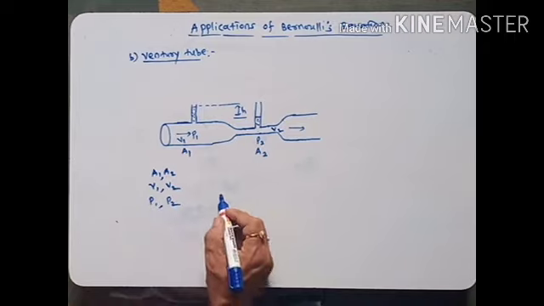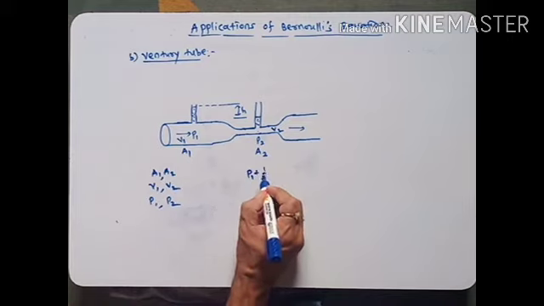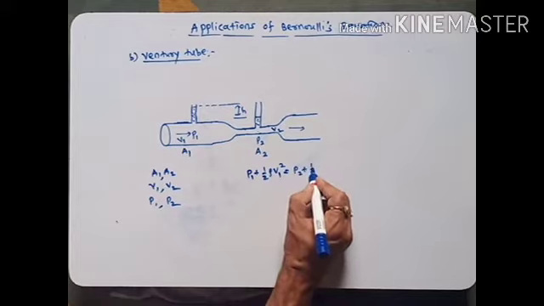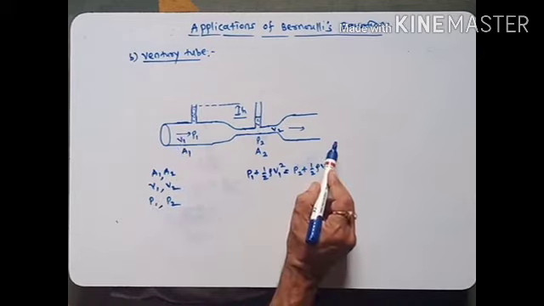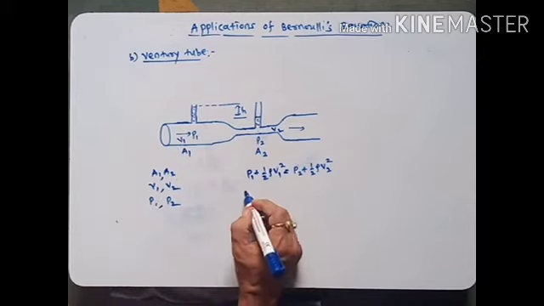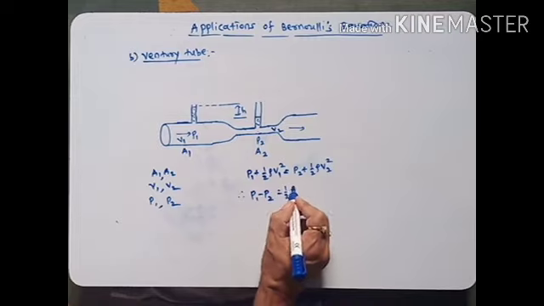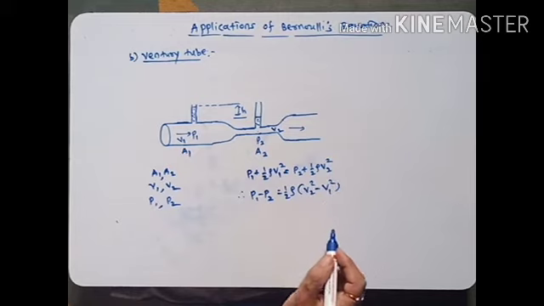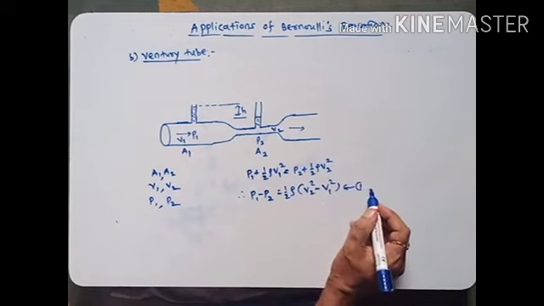Now from Bernoulli's equation, we write P1 plus half rho V1 square is equal to P2 plus half rho V2 square. The rho g h term, the height, is the same throughout, therefore we cancel it, and we write P1 minus P2 is equal to half rho into V2 square minus V1 square. Suppose we consider this as equation number 1.